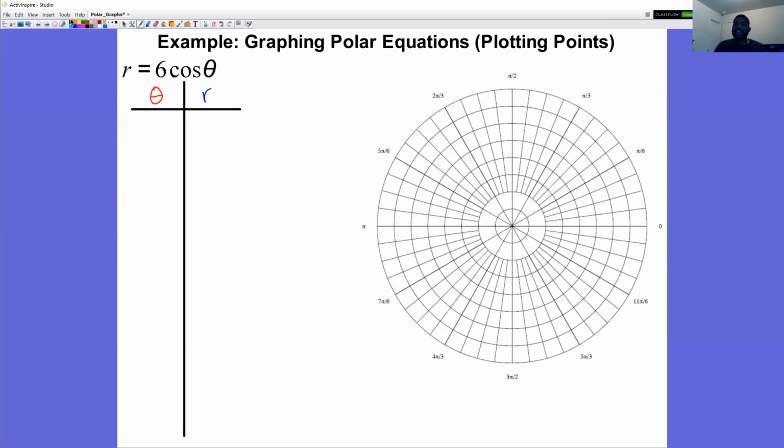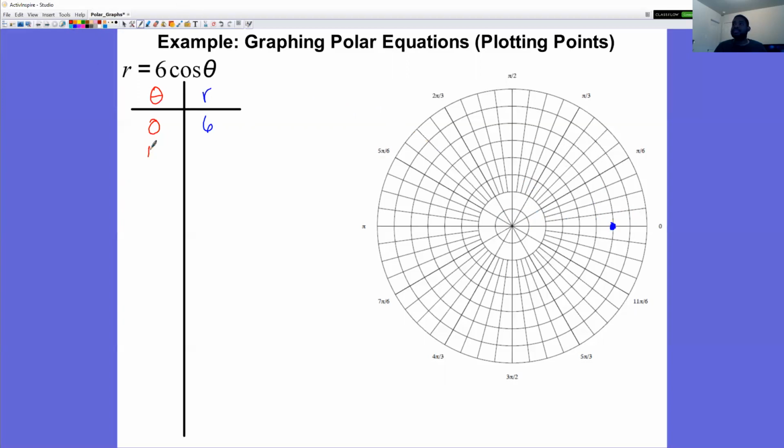You will, of course, need a calculator, because some of these numbers are not going to be too nice. They'll end up having some decimal approximations in them. So definitely need a calculator here. So we're going to start with 0 radians and make sure your calculator is in radians. And so when theta is 0 radians, you get an r value of 6. We're going to come over here. We're going to go 6 units from the pole. 1, 2, 3, 4, 5, 6. And there's our first point.